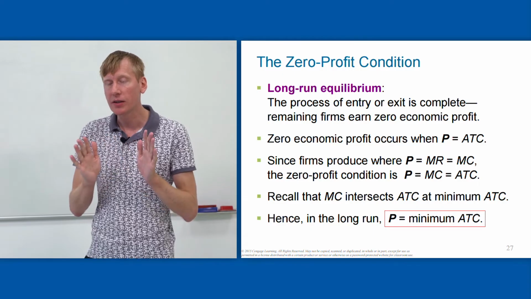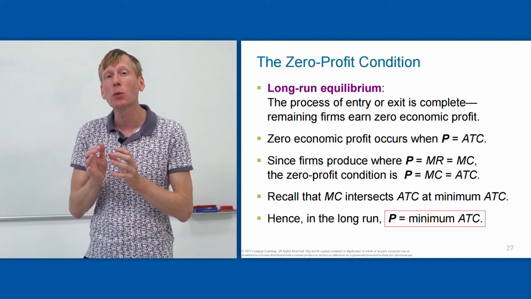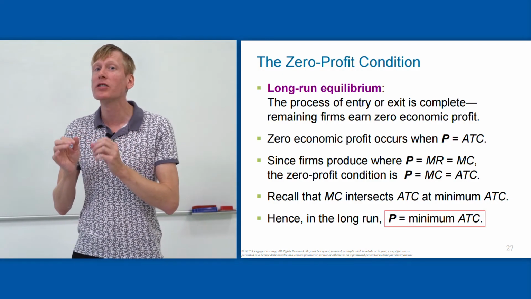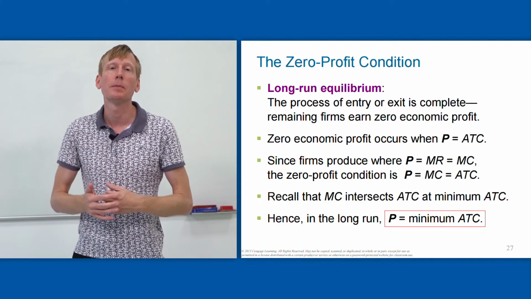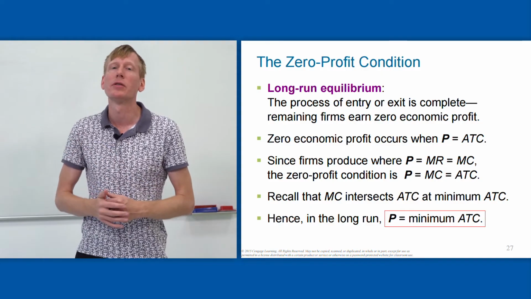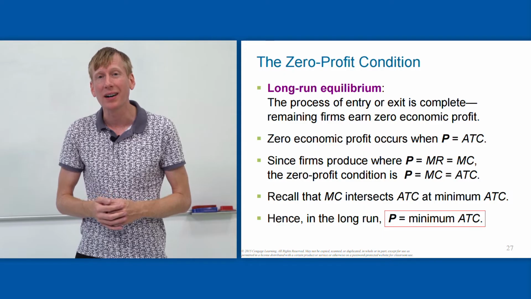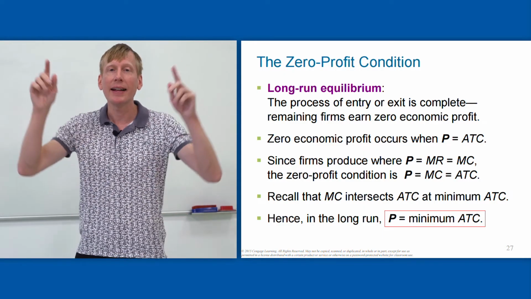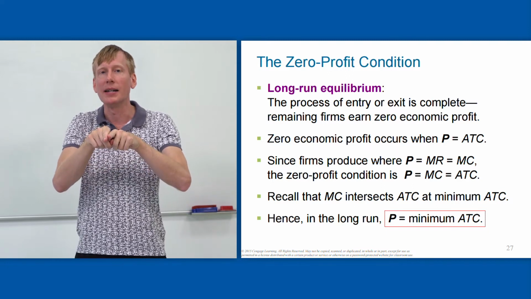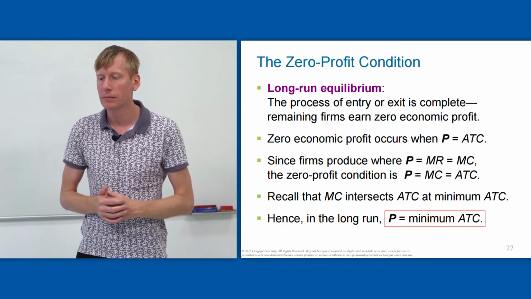And the only combination of price and quantity, etc., that are consistent with this is where price is equal to average total cost and price is equal to marginal cost because it's a perfectly competitive market. Therefore, marginal cost is equal to average total cost. Marginal cost is equal to average total cost only, once again, at that point where average total cost, which is U-shaped, is minimized. It intersects the marginal cost curve at its minimum.